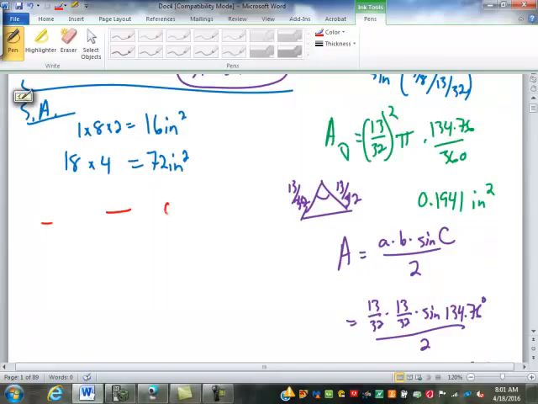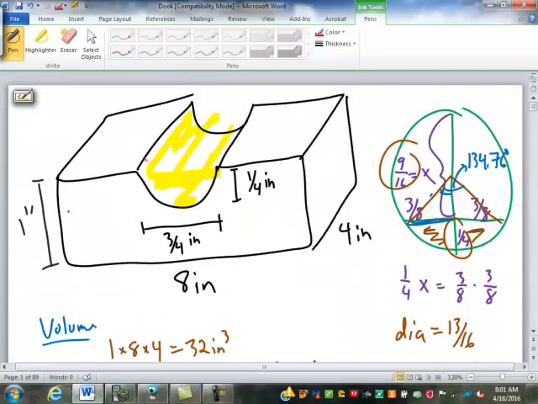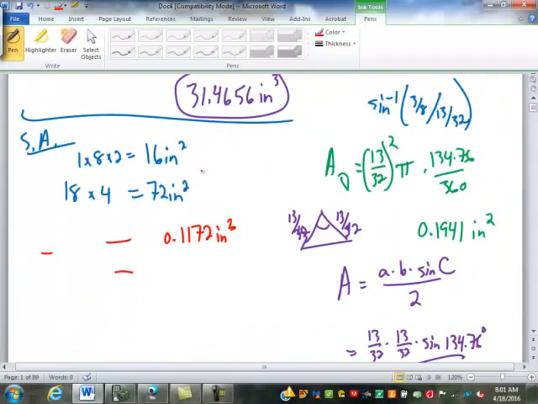So we're going to subtract 0.1172. We're also going to subtract a 3/4 of an inch wide by 4 inch long rectangle that's missing off the top. 3/4 times 4 is 3 square inches. So what is that? 84.8828 square inches so far.